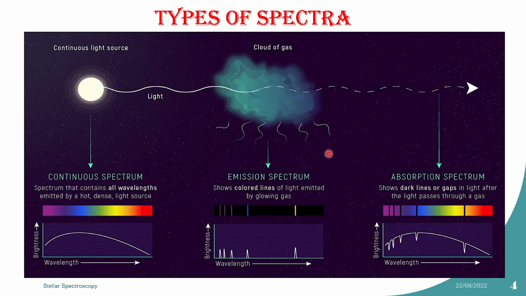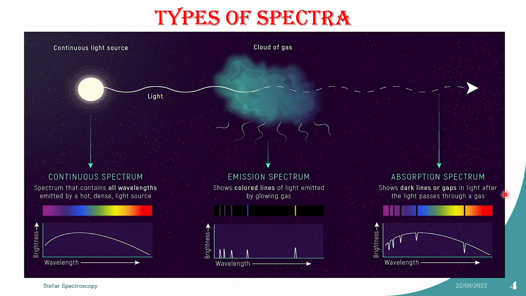And the second one is the emission spectrum, which shows the colored lines of light emitted by the glowing gas, which is here the cloud of gas. As you can see, these are the peaks, which are emitted by the elements present in this cloud of gas. And the third one is the absorption spectrum, which shows the dark lines or gaps in light after the light passes through this cloud of gas. You can see these valleys present in the continuous spectrum, which are the signature of the different elements present in this cloud of gas, which absorbs the light emitted by the star, and then when it emits, we get the emission spectrum.